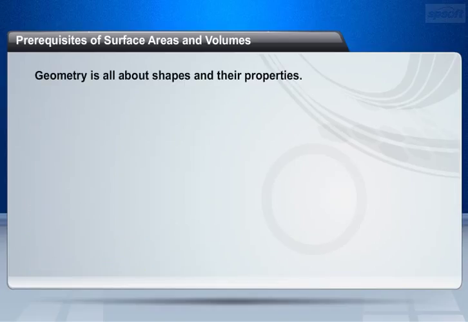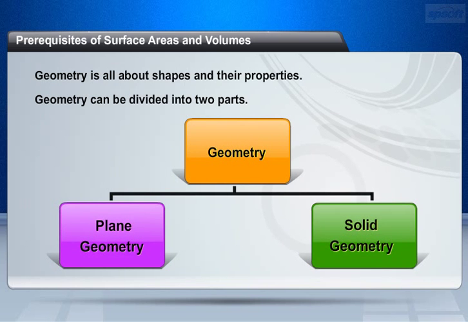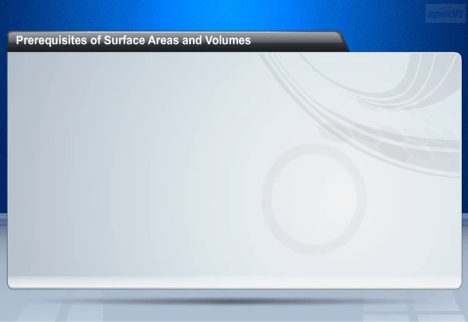Geometry. Geometry is all about shapes and their properties. Geometry can be divided into two parts. One is plane geometry, and the other is solid geometry. Now, let us see about plane geometry and solid geometry.